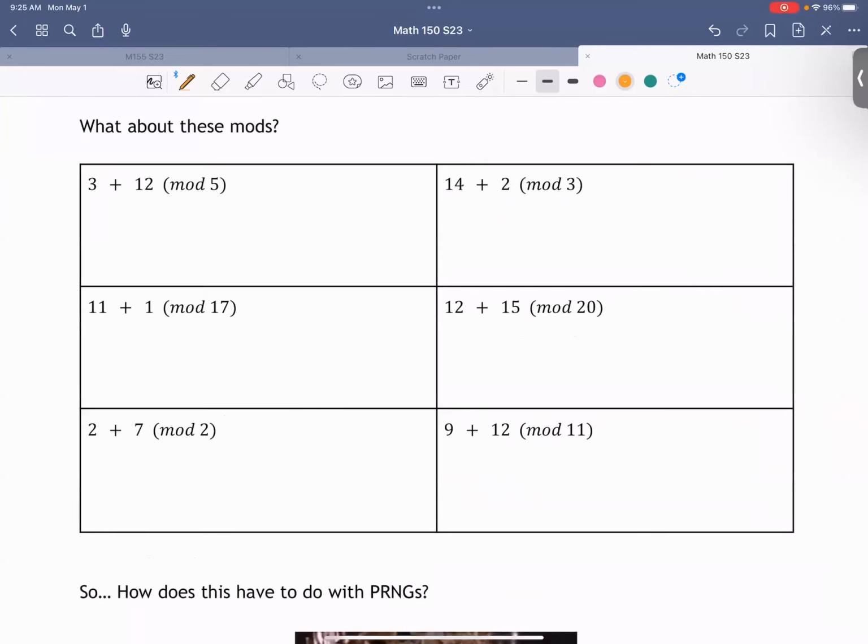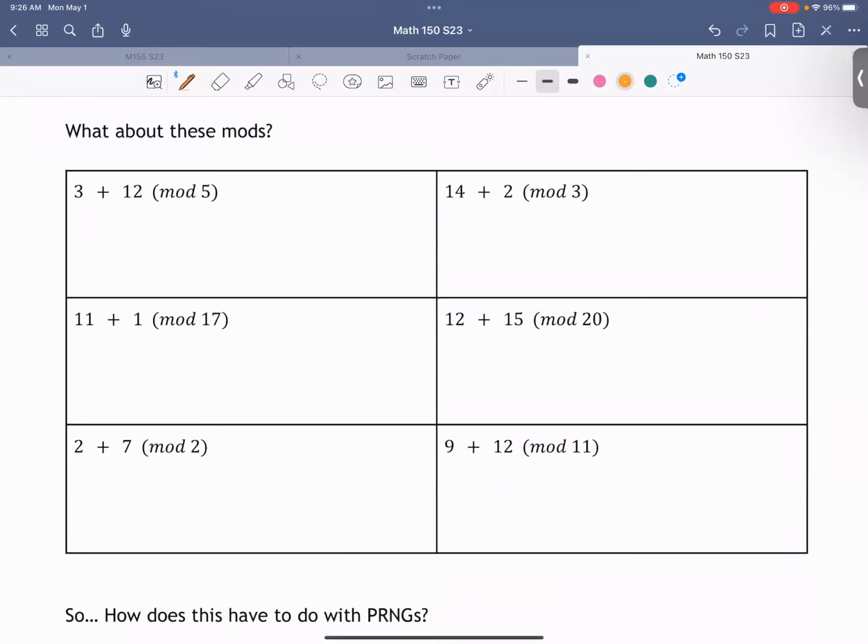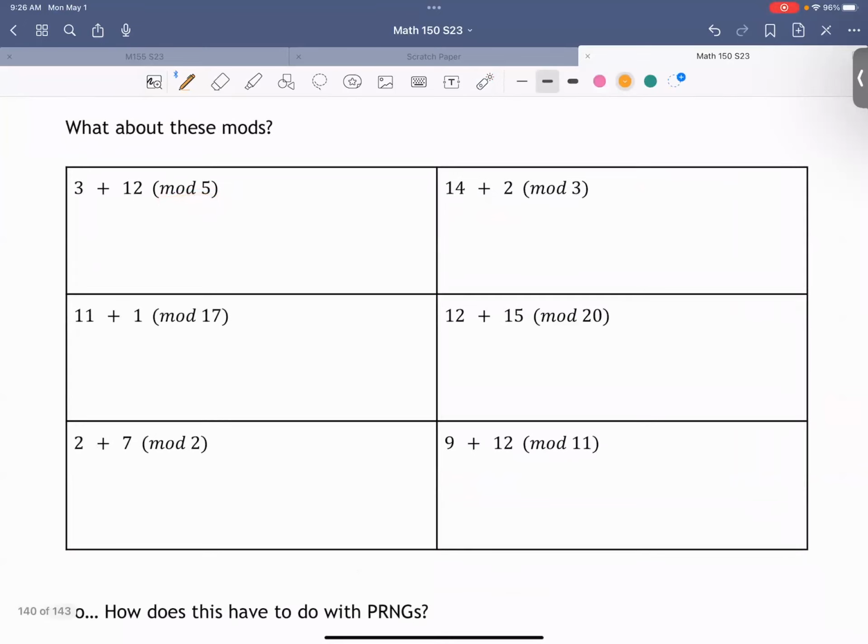All right, let me do the first two for you. The first one says mod 5. When we're living mod 5, what are the possible answers that we can get? 0 through what number? 4. Yep, 0, 1, 2, 3, and 4 are the possible answers here. When we do 3 plus 12, we get 15. And if I want to do mod 5, I subtract 5 and get 10, subtract 5 and get 5. What is 15 mod 5?